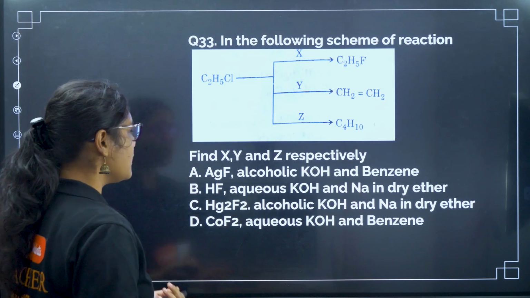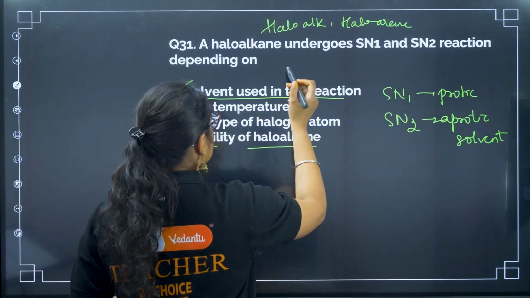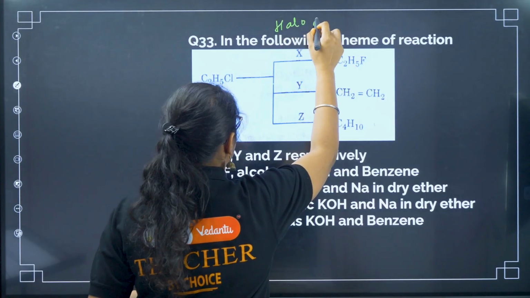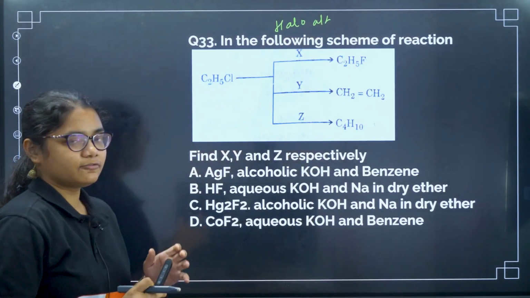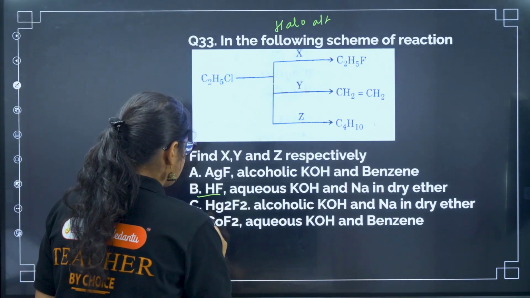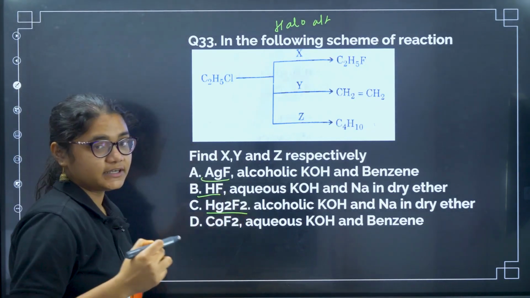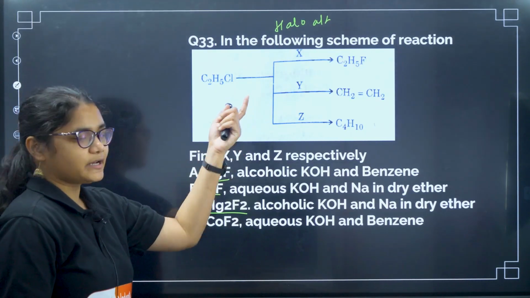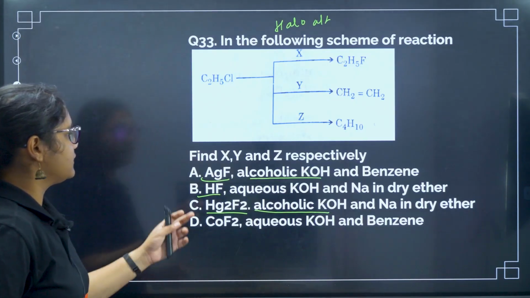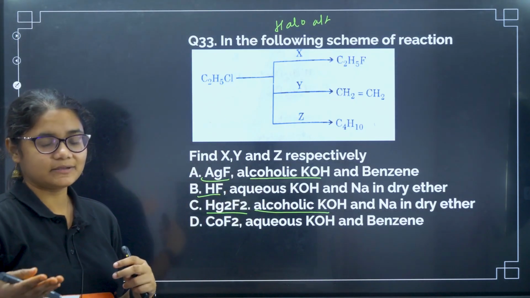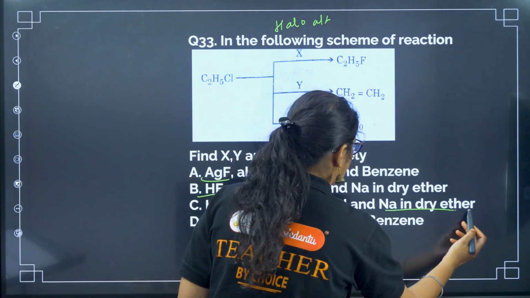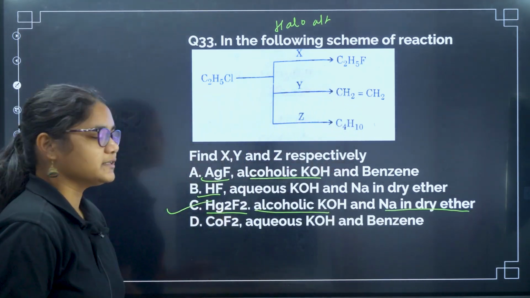Next, this question is also from haloalkanes. Whenever we have fluoroalkane, a metallic fluoride should be used. So we can see HF is not there, AgF and Hg2F2 should be there. Now Y is an elimination reaction, for that we need alcoholic KOH, this is also correct. And then this C4H10, you see the number of carbons has doubled. That is the case of Wurtz reaction. For Wurtz reaction, we need sodium in dry ether. So the correct answer for this question is option number C.